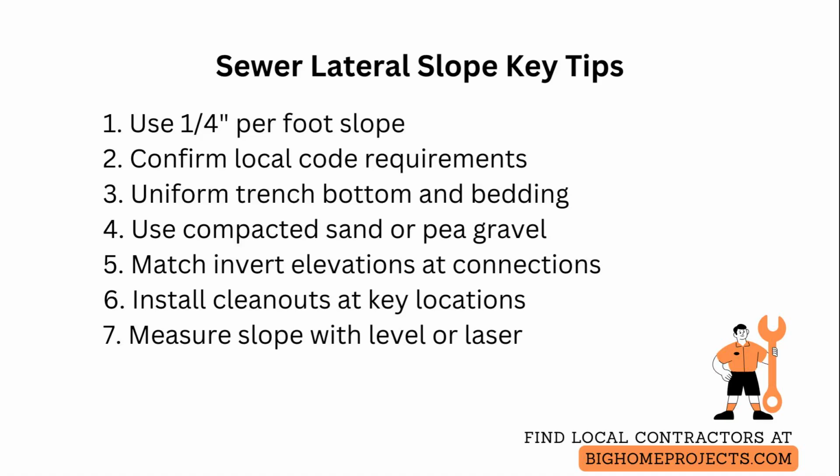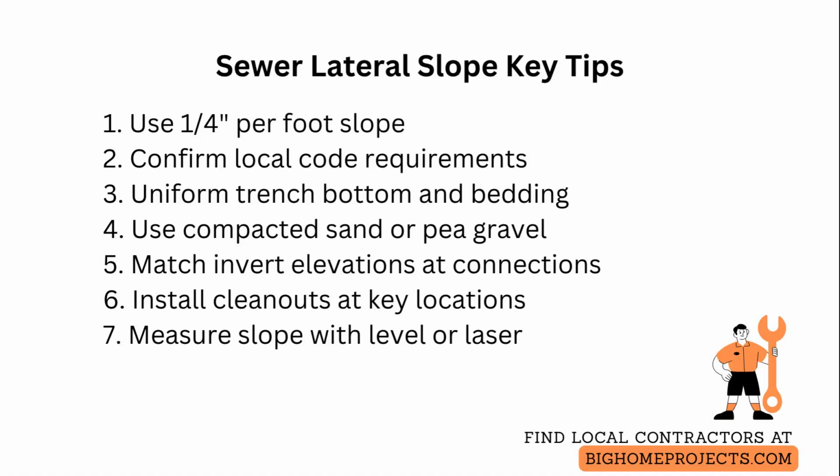For larger diameter mains, a slope as low as 1/8 inch per foot may be acceptable because the increased cross-sectional area maintains conveyance with lower gradient, but you should confirm with local code and hydraulic calculations when in doubt. When laying pipe bed, the trench bottom must be uniform and free of rocks, and you should use a consistent bedding material such as compacted sand or pea gravel to support the pipe continuously along its length to avoid point loads that produce sagging or bellies.